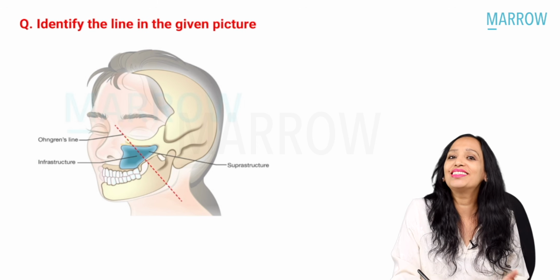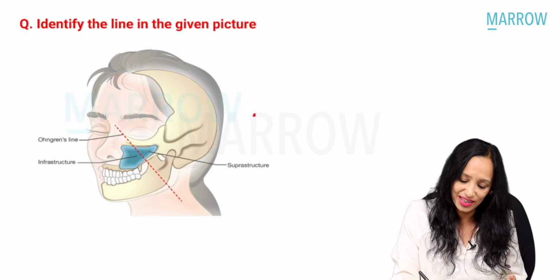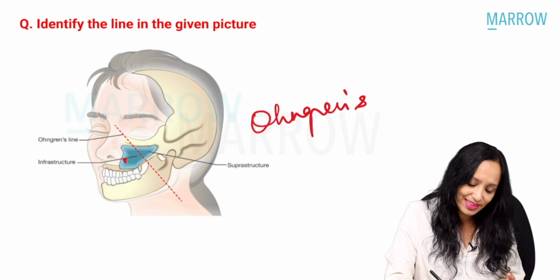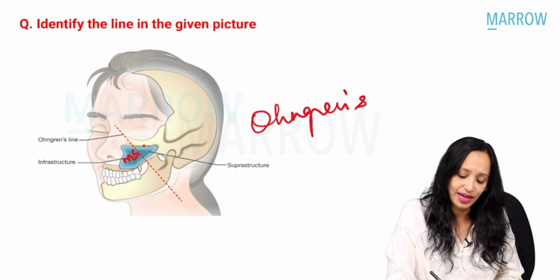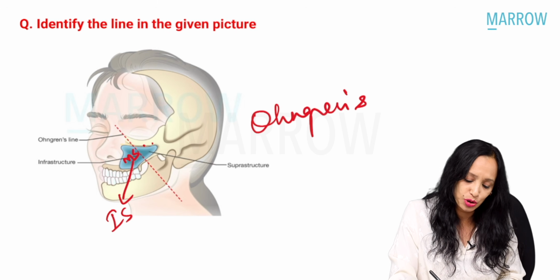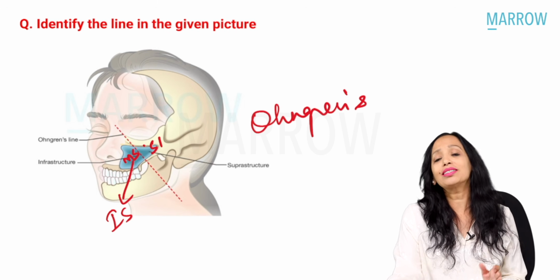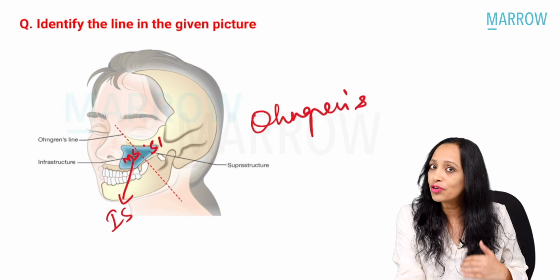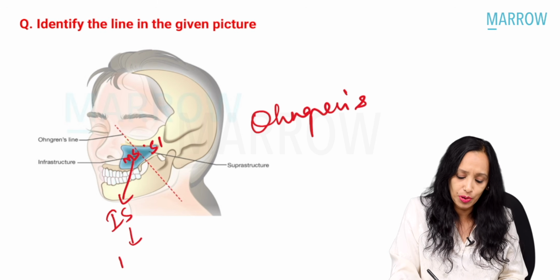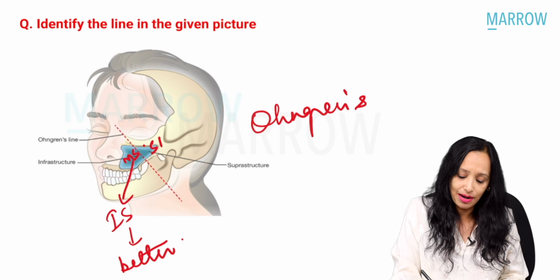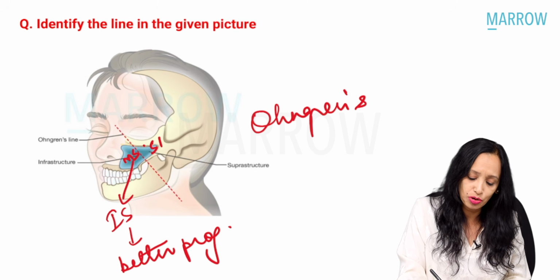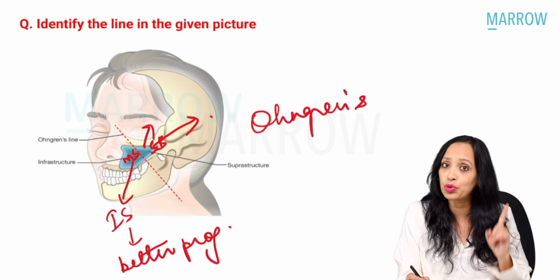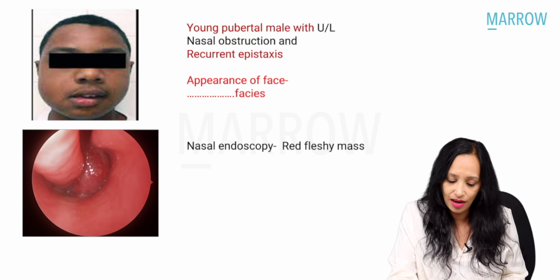So, what is this line? Yes, this is Ongren's line. It divides the maxillary sinus into an infrastructure and a suprastructure. This is a classification for maxillary tumors: the infrastructure tumors have a better prognosis as compared to the suprastructure, because suprastructure tumors can go to the orbit and intracranially, so that has a poorer prognosis.